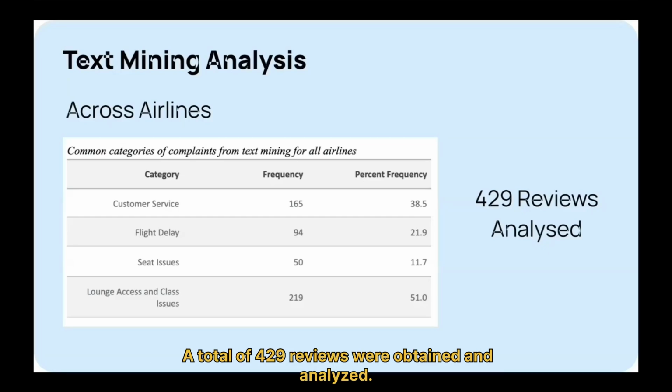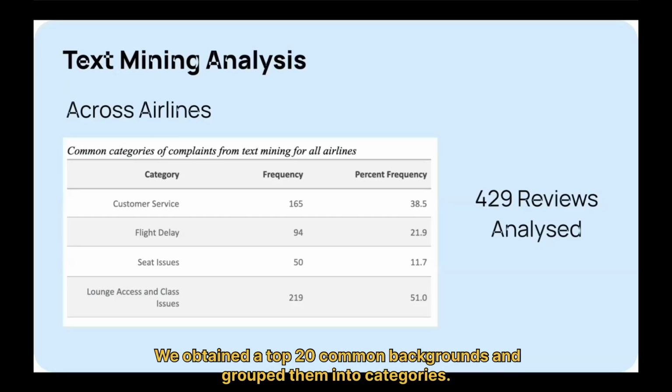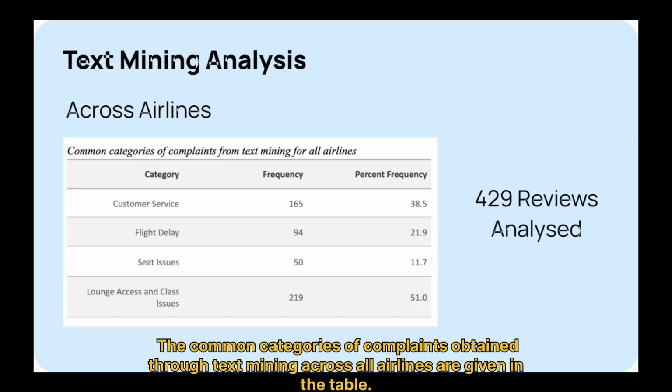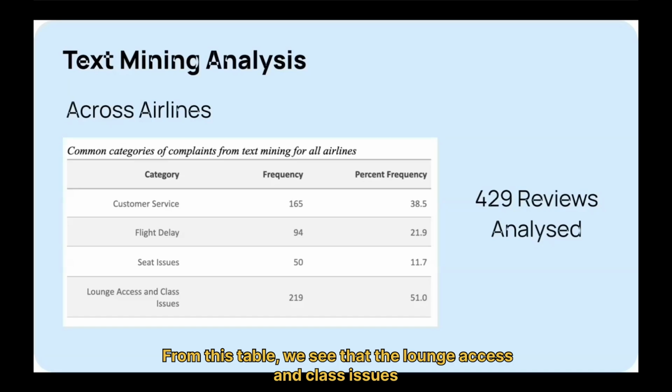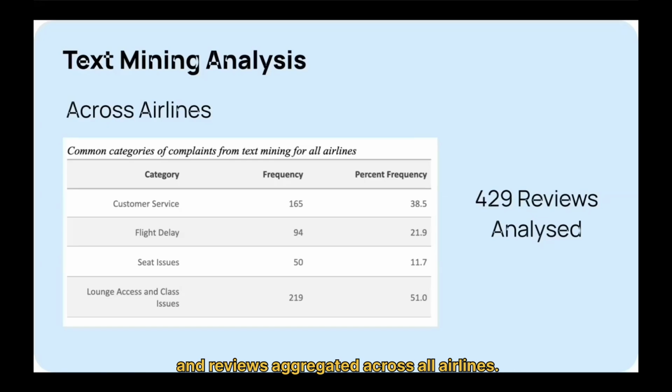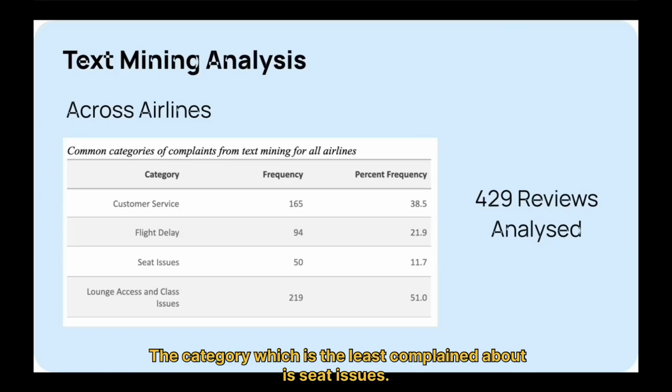A total of 429 reviews were obtained and analyzed. We obtained the top 20 common backgrounds and grouped them into categories. The common categories of complaints obtained through text mining across all airlines are given in the table. From this table, we see that the lounge access and class issues and the customer service issues are the most complained about in reviews aggregated across all airlines. The category which is the least complained about is seat issues.